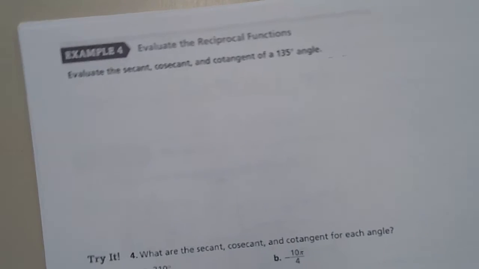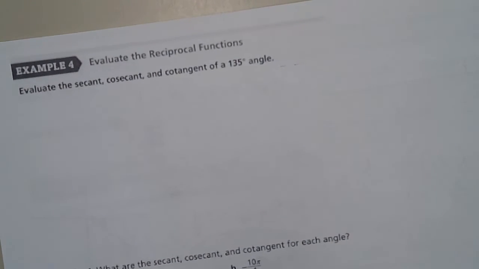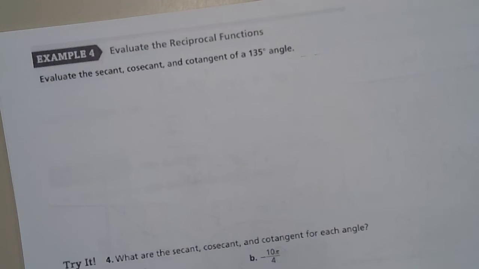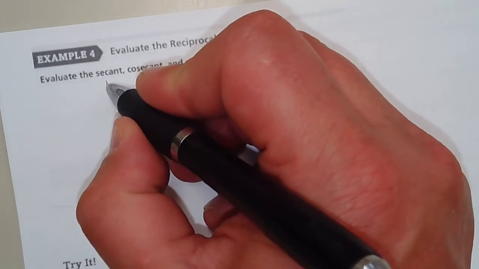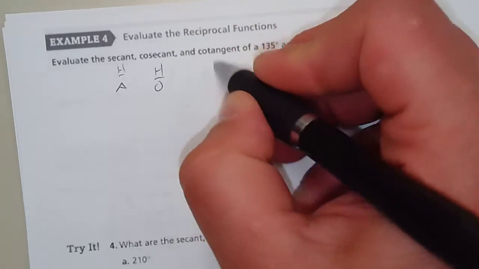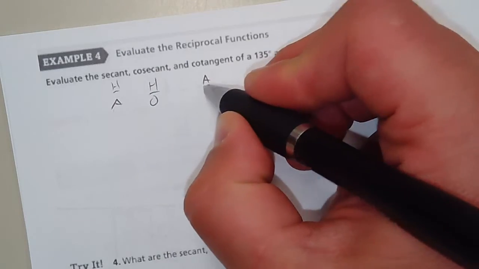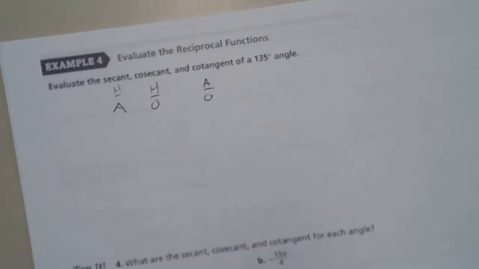Okay, last example for the entire year right here. Example 4. Evaluate the secant, cosecant, and cotangent of a 135-degree angle. Okay, so it wants us to do all of them. And this isn't too bad. Remember what these are. Secant is hypotenuse over adjacent. Cosecant is hypotenuse over opposite. Cotangent is adjacent over opposite. Just as a reminder from back when we learned these in like 7-1, that's what we're talking about.